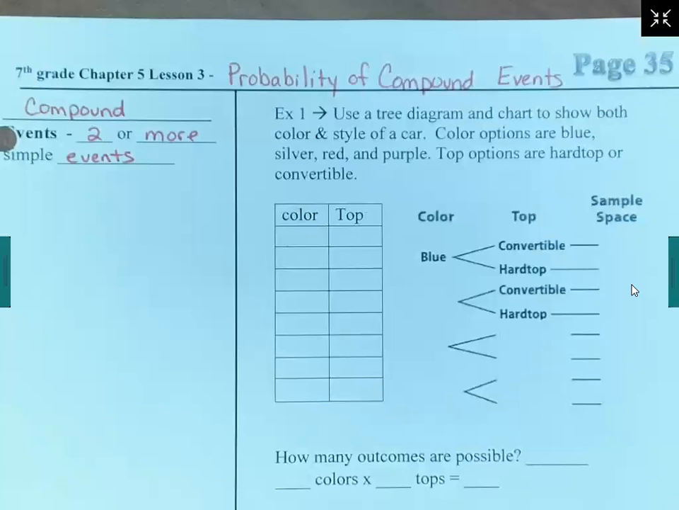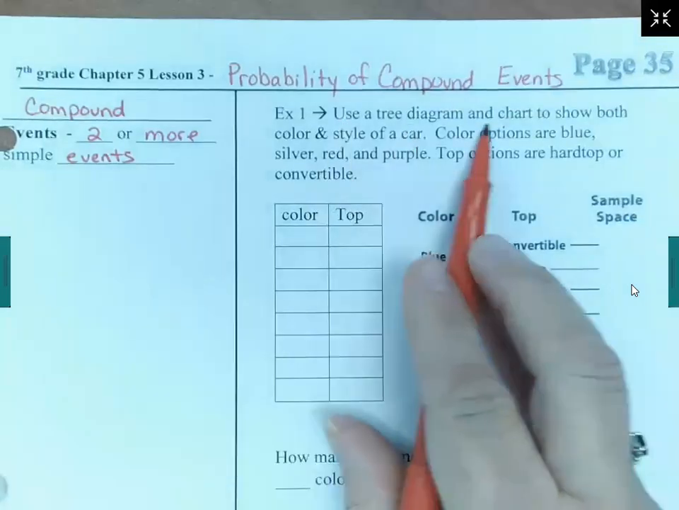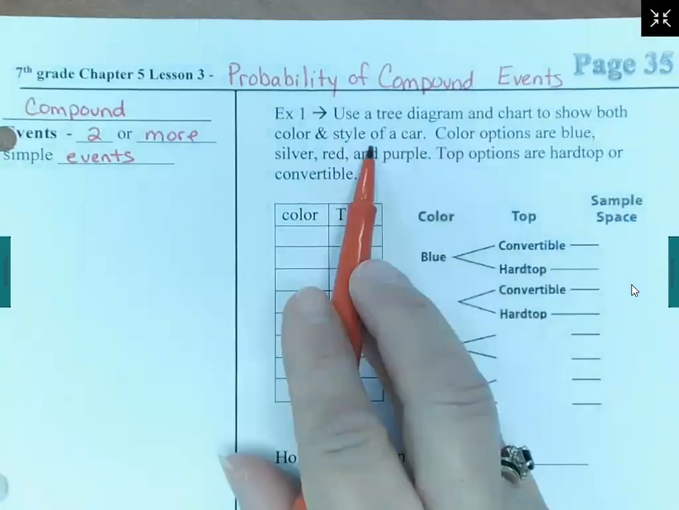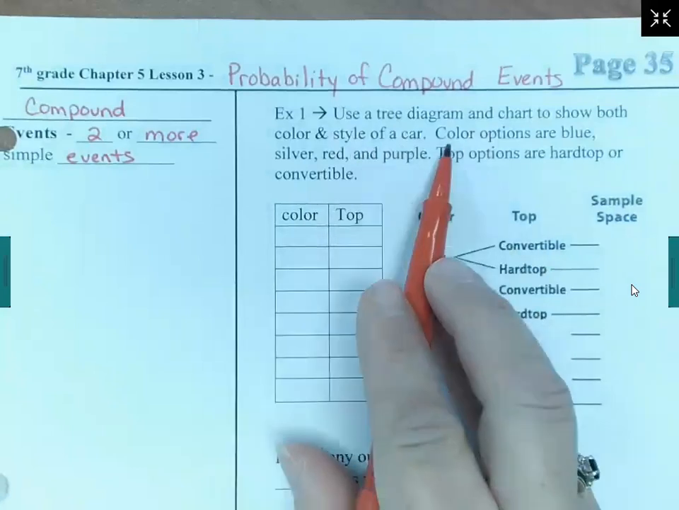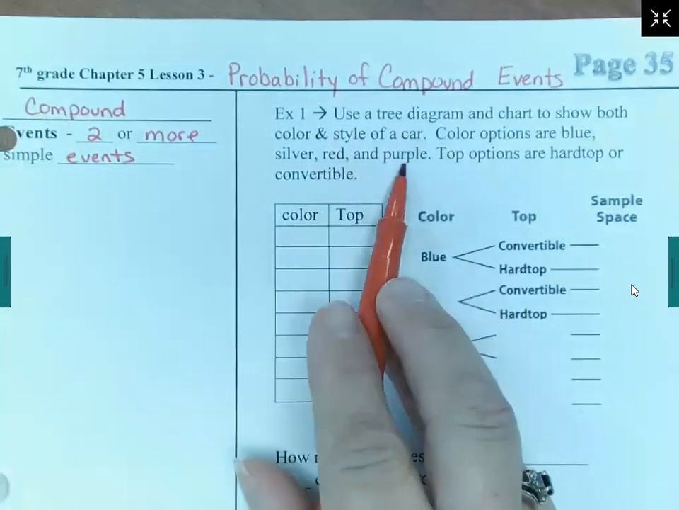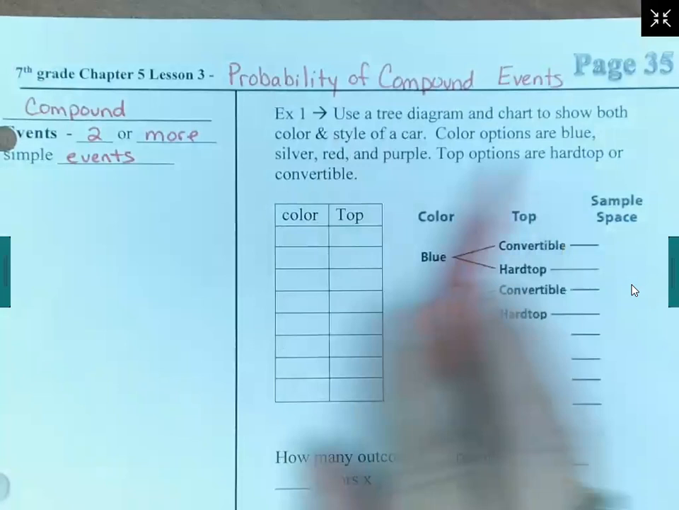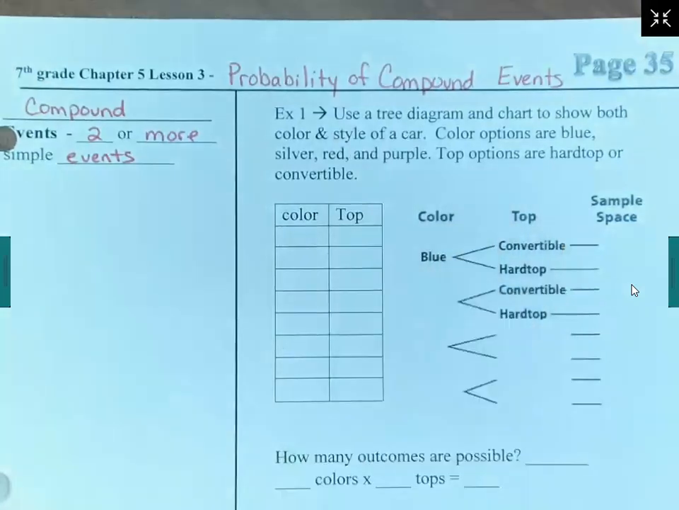Ready? Example 1. To do these kind, we can use a tree diagram. So we're going to use a tree diagram and chart to show both color and style of a car. The color options are blue, silver, red, and purple. The top options are hardtop or convertible. Everybody know what a hardtop is? Yes. Most vehicles have hardtop. Convertible is when the top comes off.